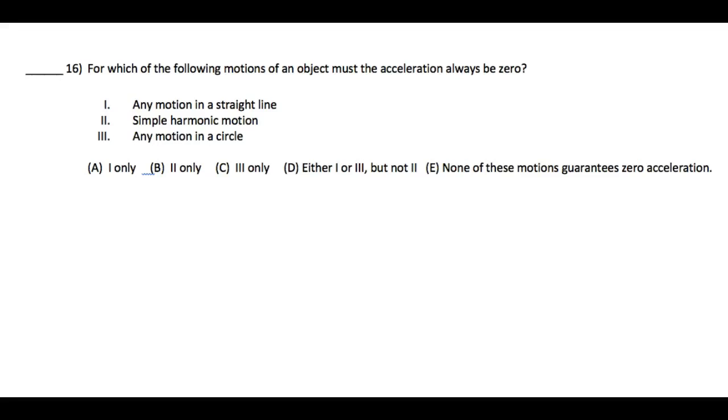In question number 16, we're asked, which of the following motions must always have zero acceleration? We're given three choices: any motion in a straight line, simple harmonic motion, which comes later on in this course, so you don't really know anything about it. Most of you were probably thinking, I don't know what simple harmonic oscillation is.